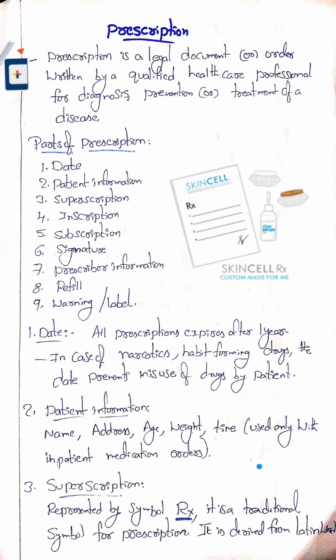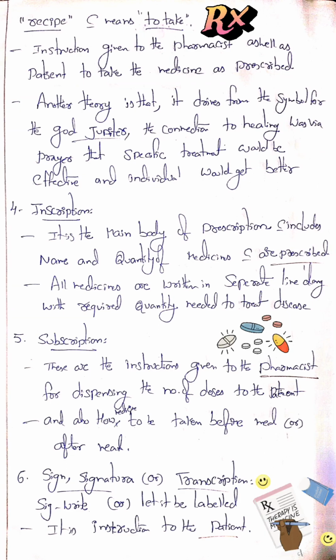Superscription, which is represented by the symbol RX. It is a traditional symbol for the prescription. It is derived from a Latin word recipe, which means to take. So these are instructions given to the pharmacist as well as the patient to take the medicines as prescribed. Another theory is that it derives from the symbol for the god Jupiter. The connection to healing was via prayer that the specific treatment would be effective and the individual would get better. So for this purpose, RX is mentioned at the top of the prescription.